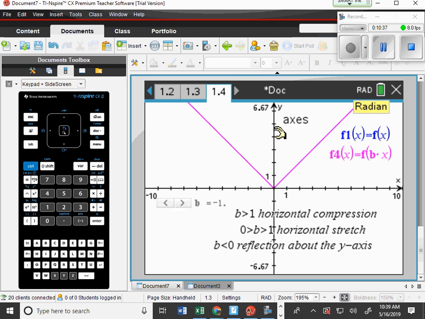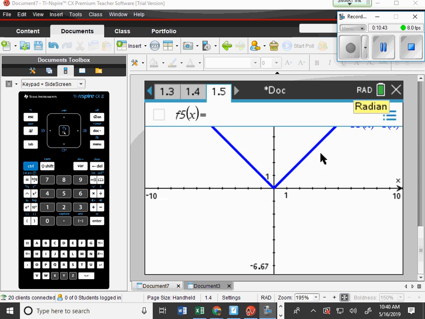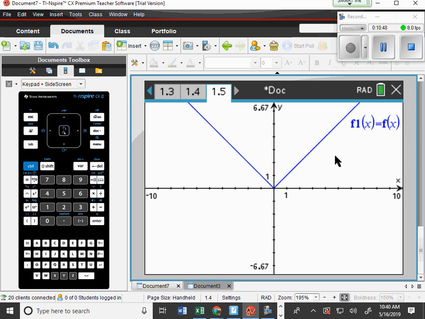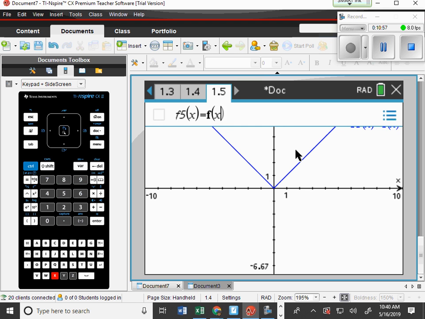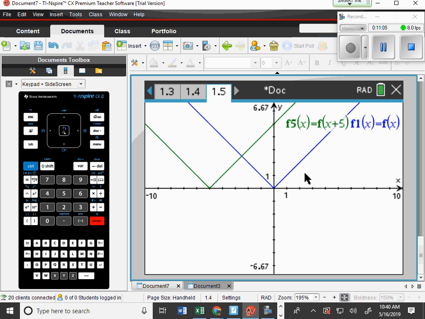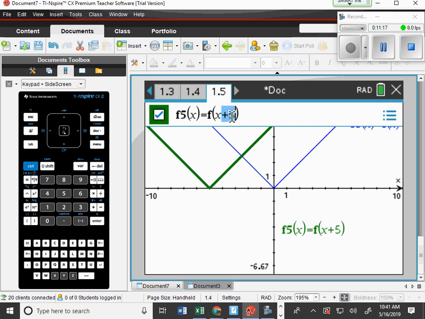So we only have two more types of transformations left. All right. So here's our original function again, f of x. And this time we want to consider the transformation f of x plus 5. What if we added something to x instead of multiplied, like 5? What happened? The graph moved 5 units to the left. And look what happens if I subtracted 5 from x.